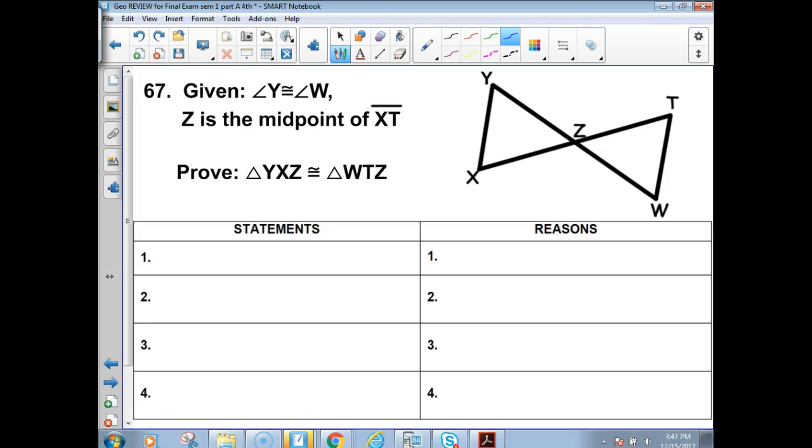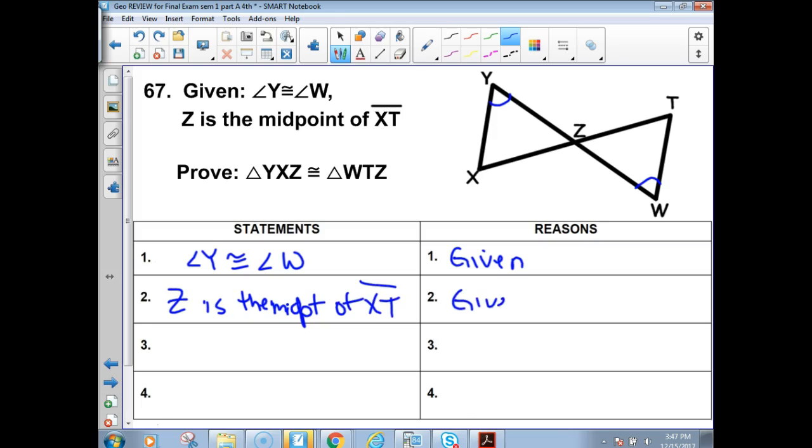Number 67, we are given that angle Y is congruent to angle W. Put that into your proof. And then go to the diagram and mark those angles congruent. Next, put in the second given that Z is the midpoint of segment XT, because it's given. Now, use that information. If Z is the midpoint of segment XT, then segment XZ, and you need to put it into your proof, not just mark it, is congruent to segment TZ. That'd be by definition of midpoint.